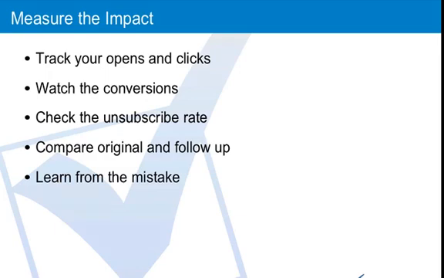So once you have sent out your follow-up email, you're going to want to measure the impact the mistake had on your business and on your mailing. So you're going to need to track your opens and clicks for both the original email that you sent out and for your follow-up correction email. Watch the conversions if you have something that you're selling. See how they're working, especially in the follow-up email. Make sure people are still purchasing. Check the unsubscribe rate, especially in the follow-up email. That one will probably be a little higher.